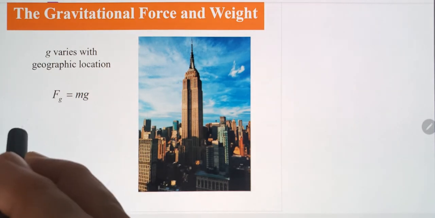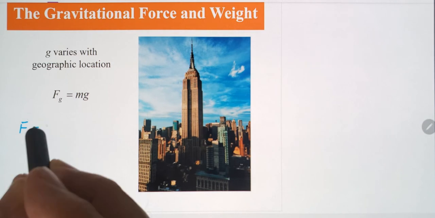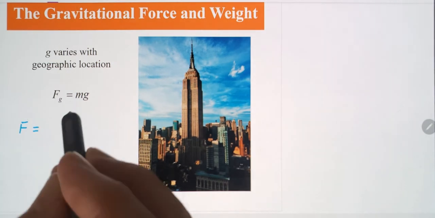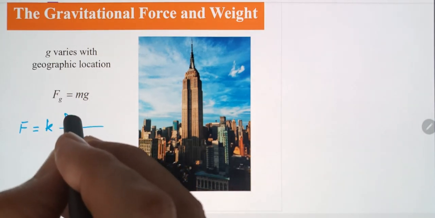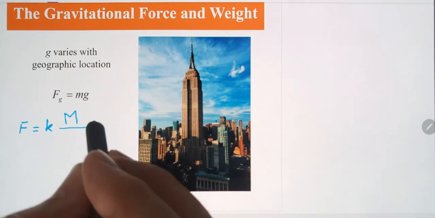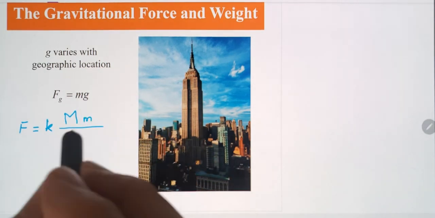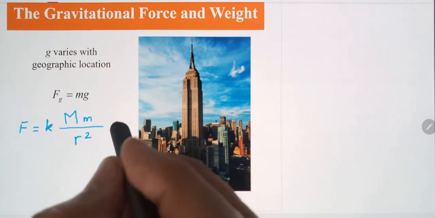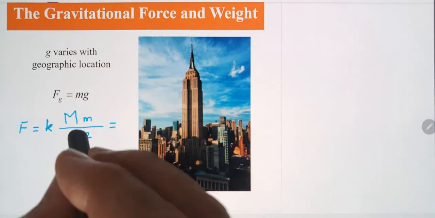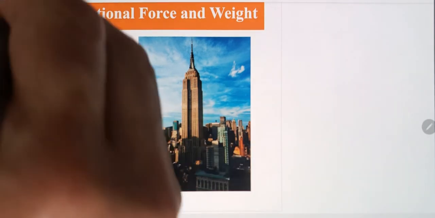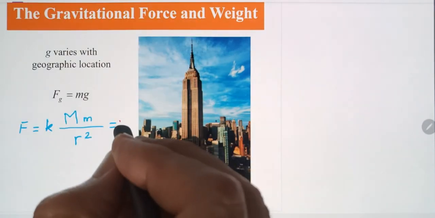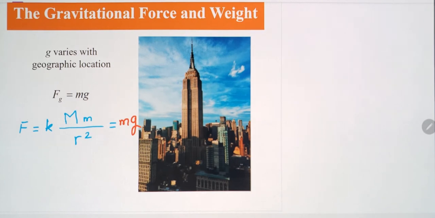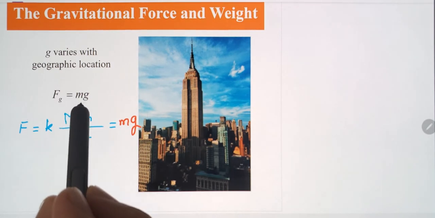We know that the force between masses is just a constant, and then we have the mass of the planet and the mass of the object divided by r square, and that is equal to F equals ma. So m, let me change the color, equals mg, because this is a force and is equal to mg.